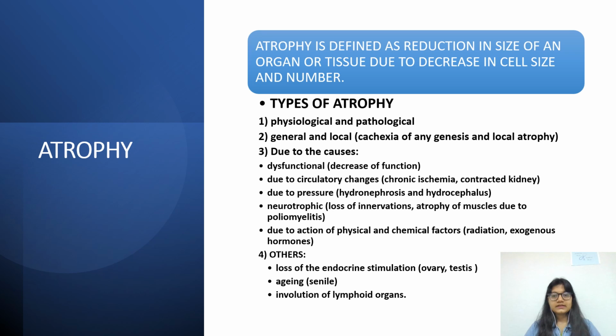The first cause is decrease of function, that is dysfunctional atrophy. The second is circulatory changes, such as chronic ischemia and contracted kidney. Then pressure, that is hydronephrosis and hydrocephalus. The next is neurotrophic, that is due to loss of innervation, and there is also atrophy of muscles due to poliomyelitis. The next is due to the action of physical and chemical factors, that is radiation and exogenous hormones. The other types of atrophy are loss of endocrine stimulation, aging, and involution of lymphoid organs.